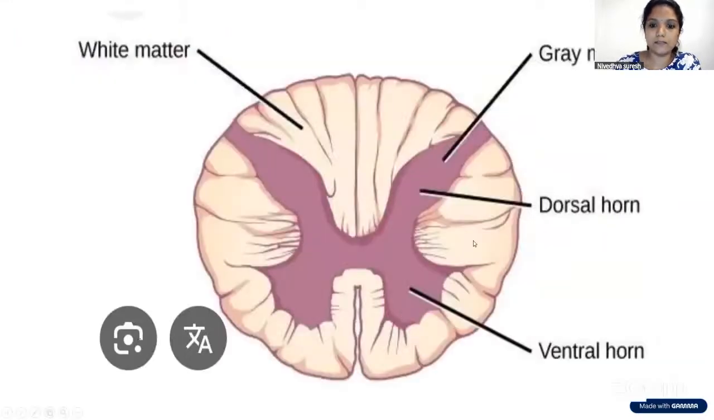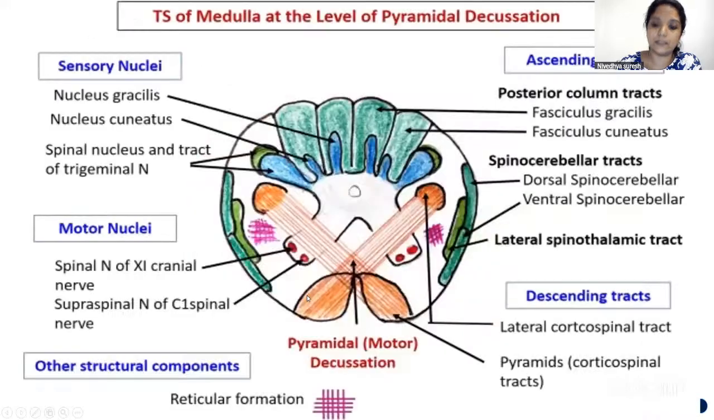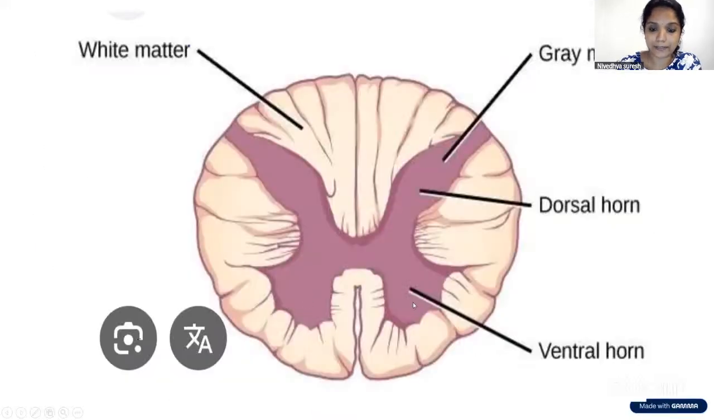Guys, this is a cross section of the spinal cord. As you know, this is the gray matter, an H-shaped or butterfly-shaped structure. This is the gray matter, and this is the white matter, and this is the posterior aspect of the gray matter. You can see the two posterior horns, and these are the anterior horns. The anterior region is also known as the ventral region, and the posterior region is also known as the dorsal region. So we can see the ventral horn as well as the dorsal horn.